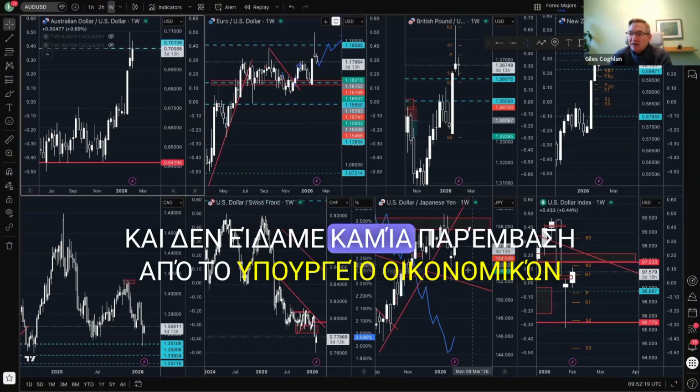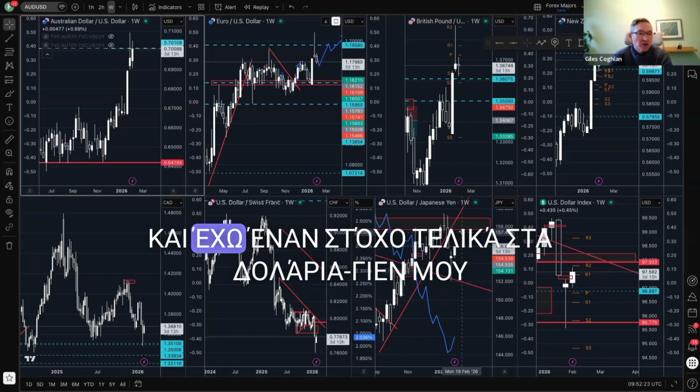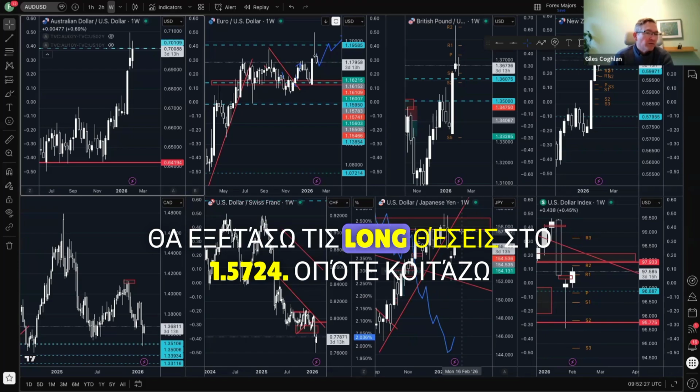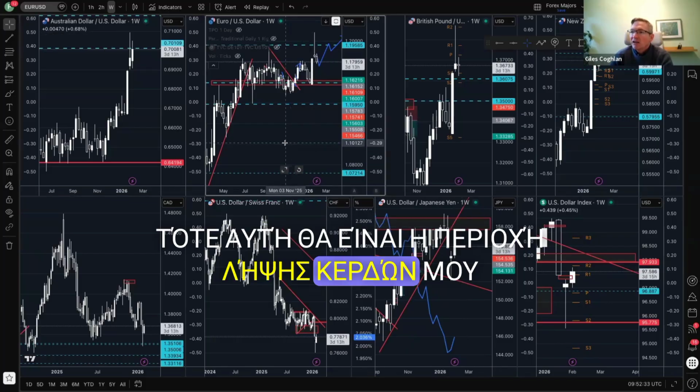And we didn't see any intervention from the Ministry of Finance. So dollar yen upside makes sense. And I've got a target ultimately in my dollar yen longs up at 157.24. So if I can get up to there, then that will be my profit taking area.